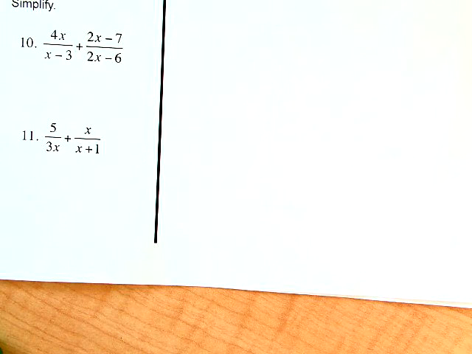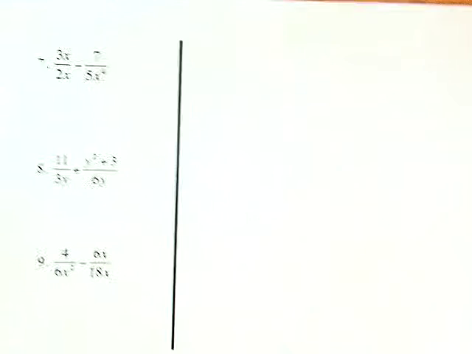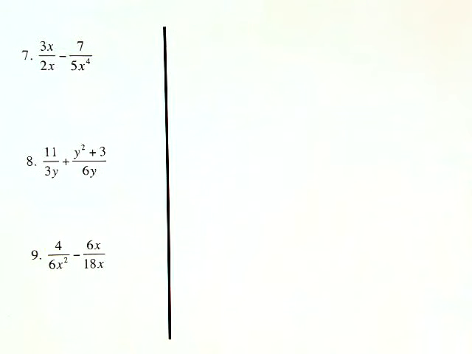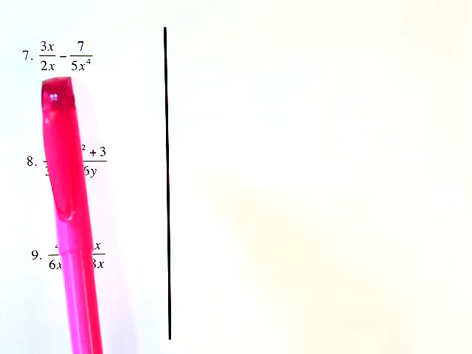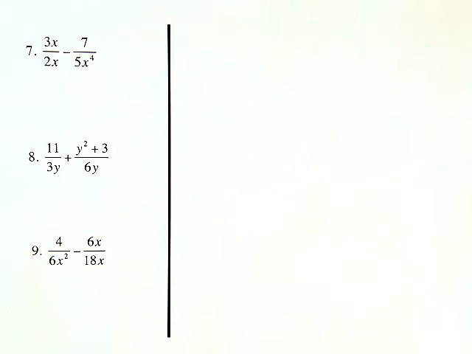And number 7 is just another scenario. So basically, we're just looking at different scenarios and how to get a common denominator. And up at the top here, we're looking at 3x over 2x minus 7 over 5x to the 4th. So we're subtracting. We need a common denominator. These are not identical yet.